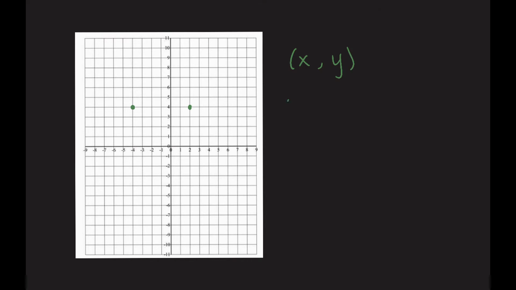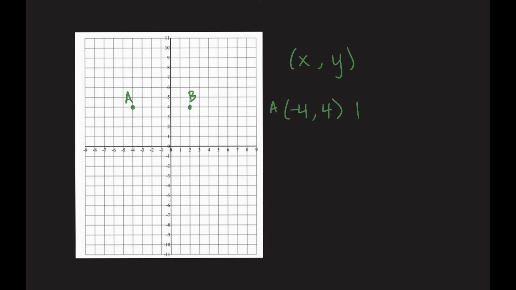We'll call this A and this one B. So for A, I'm at -4. And I'm going to go up to meet the point at +4. So my y value is +4.